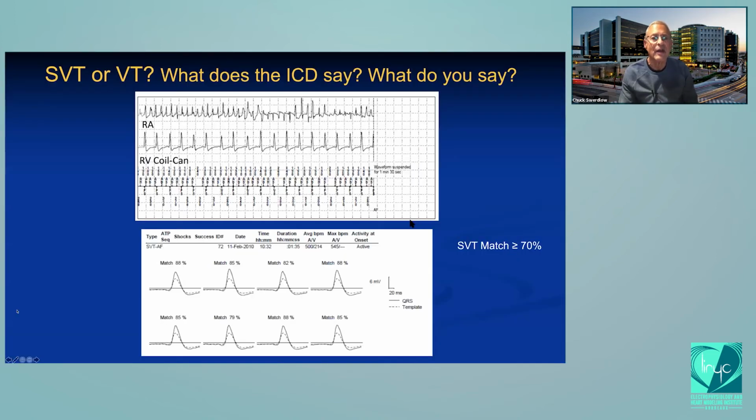So having said that, let's put your skills to the test. Here's an electrogram in the atrium, and we can see that it's atrial fibrillation. Here is an electrogram in the ventricle. And here are your match percentages. The match percent needed for a match in this company is 70%.